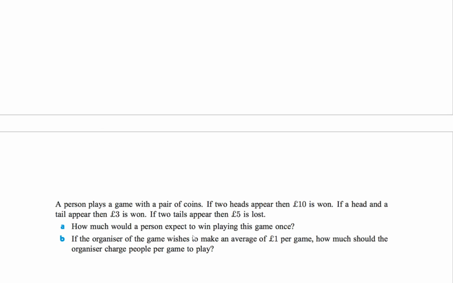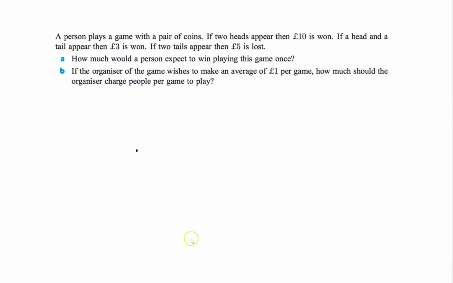One final example and then we're done with this video. A person playing a game with 2 pairs of coins. If 2 heads appears, 10 pounds is won. That's pounds, the British currency. If a head and a tail appear, 3 pounds is won. And if two tails appears, 5 pounds is lost. How much would you expect to win playing this game once? Well, so again, that's kind of a loaded question. We actually got to do all the work for that.